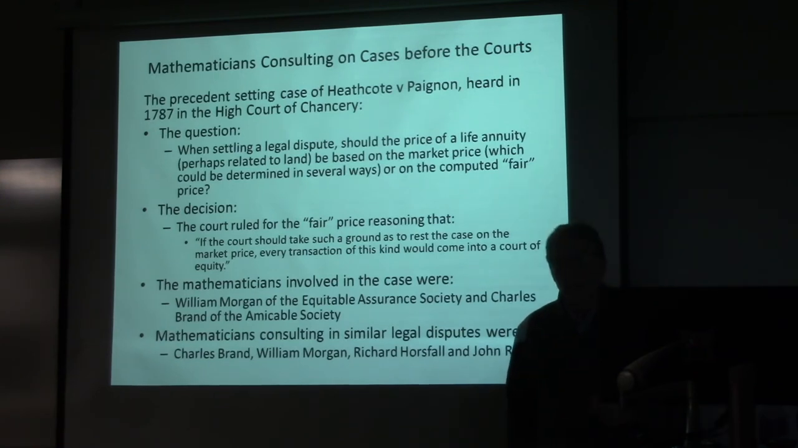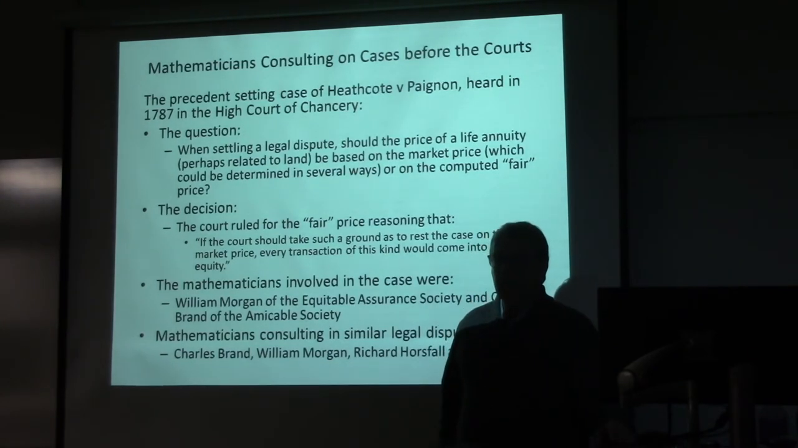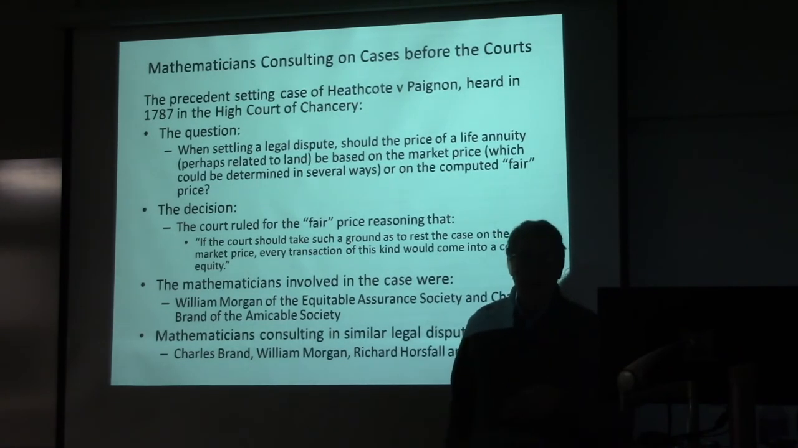So do you understand the argument as to why market price would bring everything into court? Because there are several different market prices. If you are selling, there's one price. If you're buying, there's another price for some reason. If it's backed by land, there's a third price, and so on. So there was a huge variety of ways of pricing it in the marketplace. The court was getting backlogged with cases, and they said, here's the rule, just follow this rule, so we don't have to hear from you guys again.